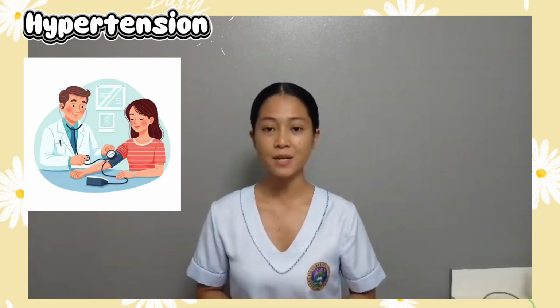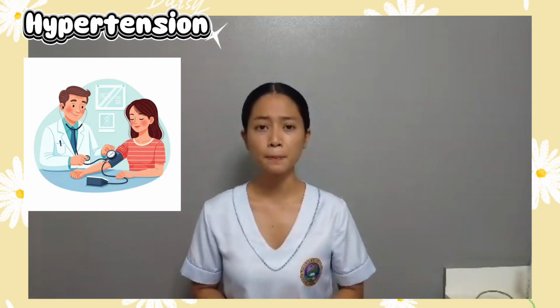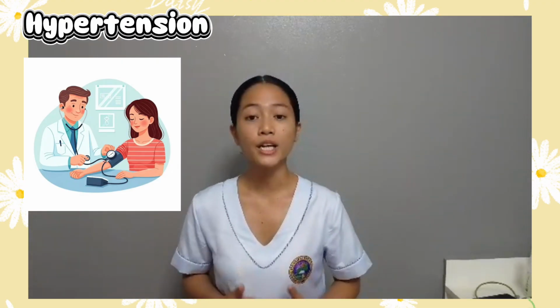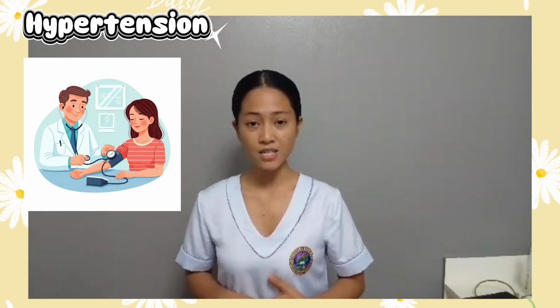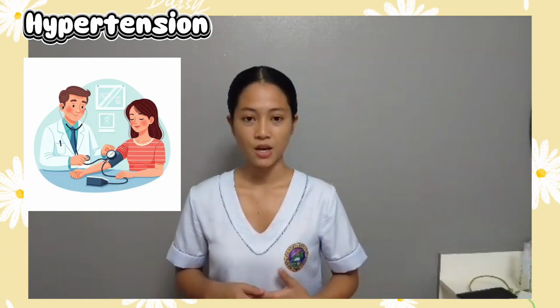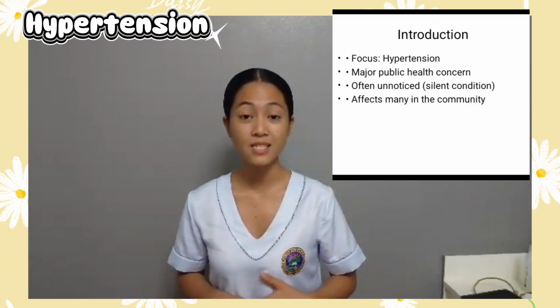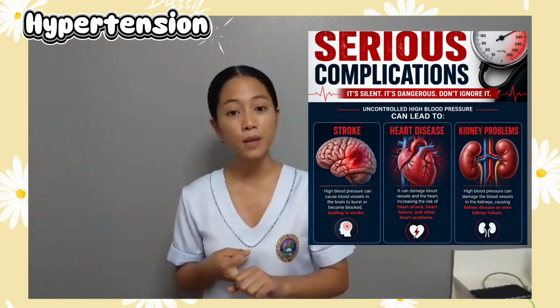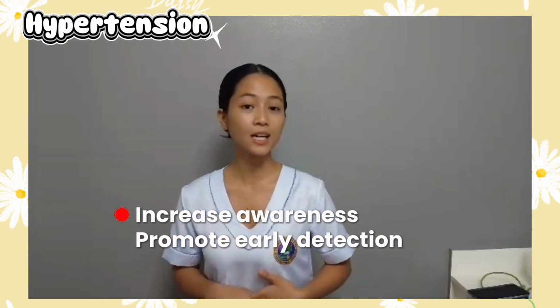For an overview, hypertension or high blood pressure is a major public health concern. Many people are affected by it, but not everyone is aware that they already have this condition. This is because hypertension usually does not show clear symptoms, which is why it is often called the silent killer. If not managed properly, hypertension can lead to serious complications such as stroke, heart disease, and kidney problems. That is why it is very important to increase awareness and promote early detection.